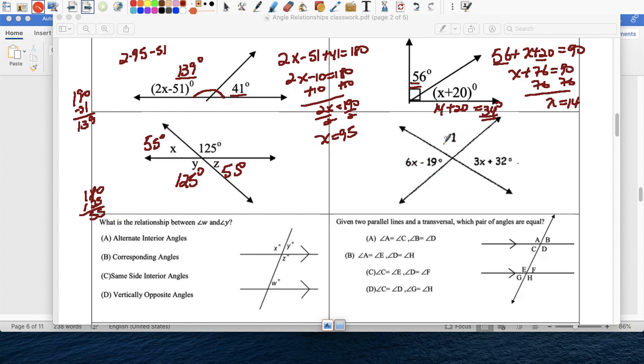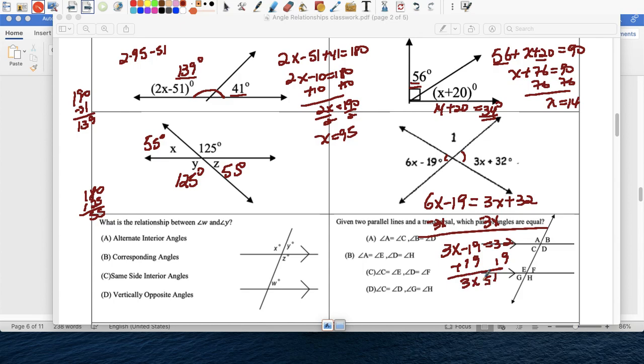I want the value of angle 1, so let's solve for these two first, and then I'll get to 1. So 6x minus 19, if they're vertical angles, they're equal to each other. So this is my initial equation. Minus 3x on both sides. And I get 3x minus 19 equals 32, plus 19 on both sides. And 3x equals 51. Divide by 3, divide by 3.